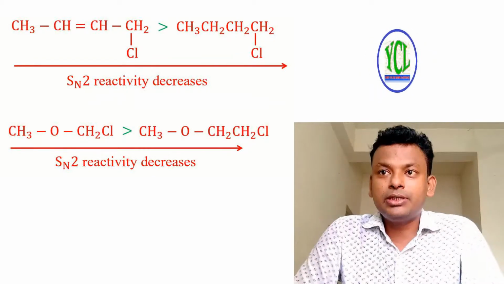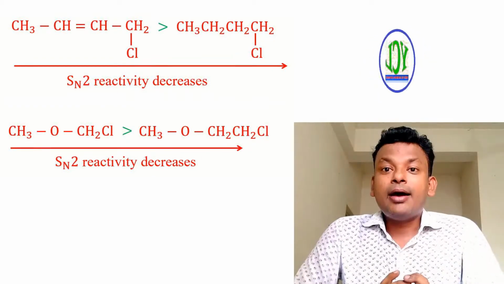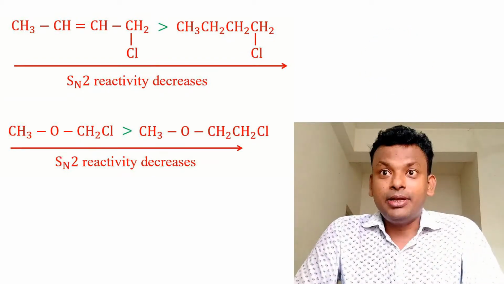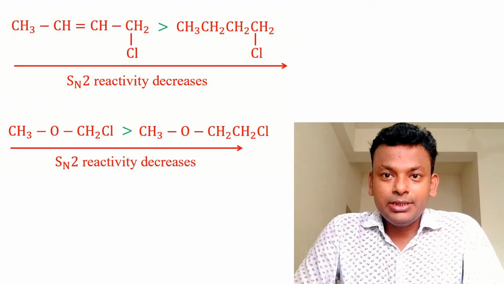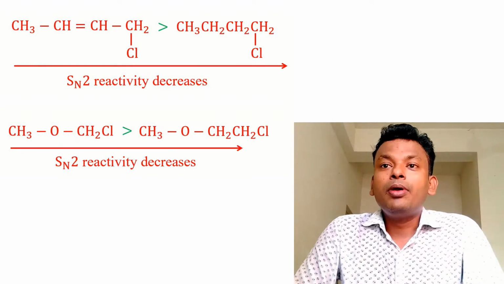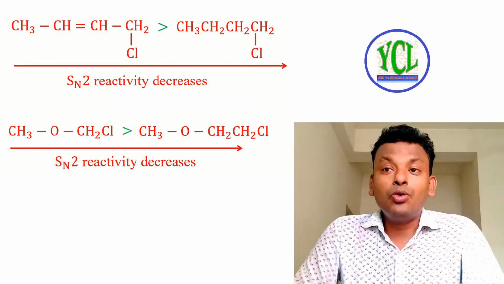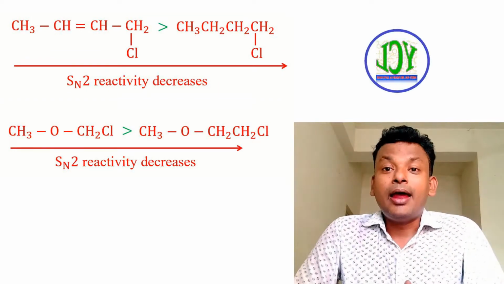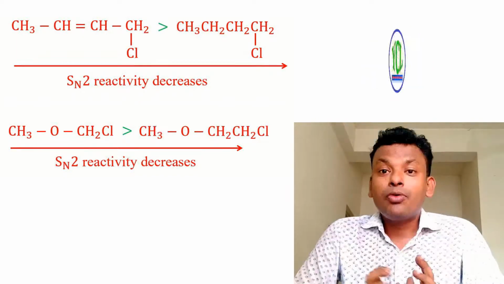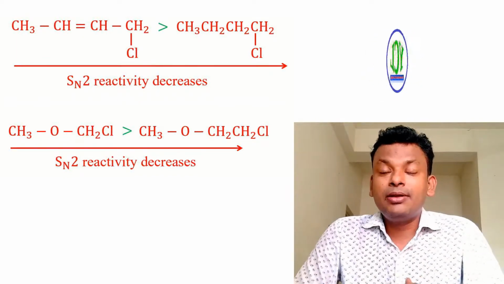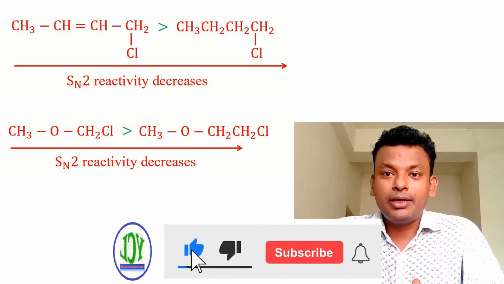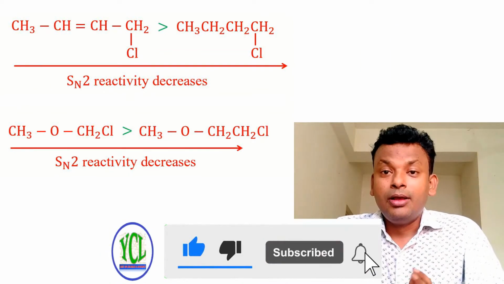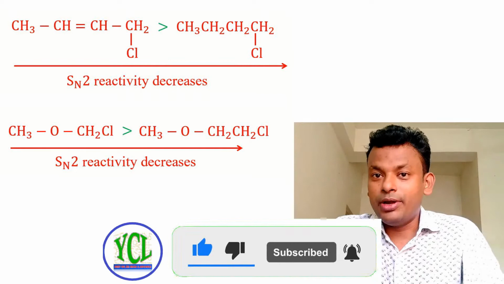CH3OCH2CH2Cl: here, alpha and beta positions. Chloride is in the alpha position with respect to OCH3 in one, and chloride is in the beta position with respect to OCH3 in the other. So for SN2, the closer one, that is the alpha position, is more reactive.